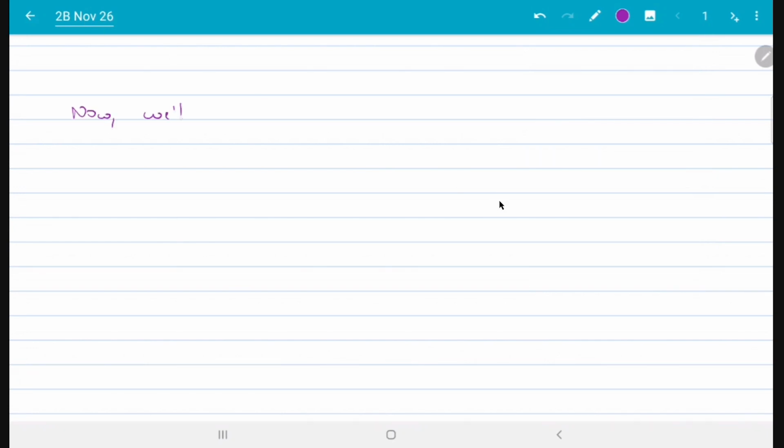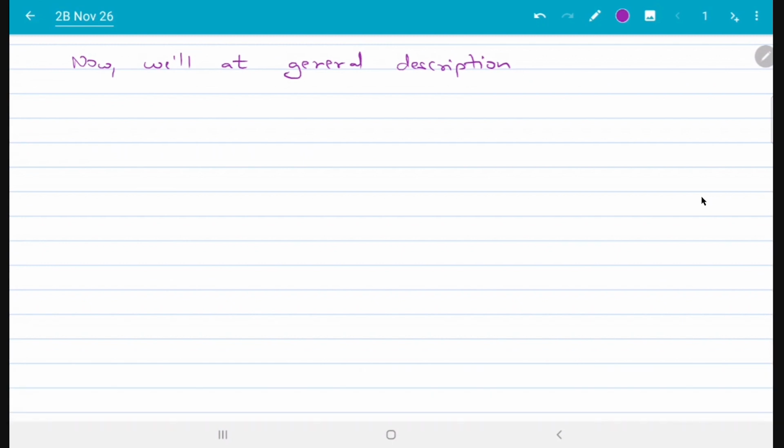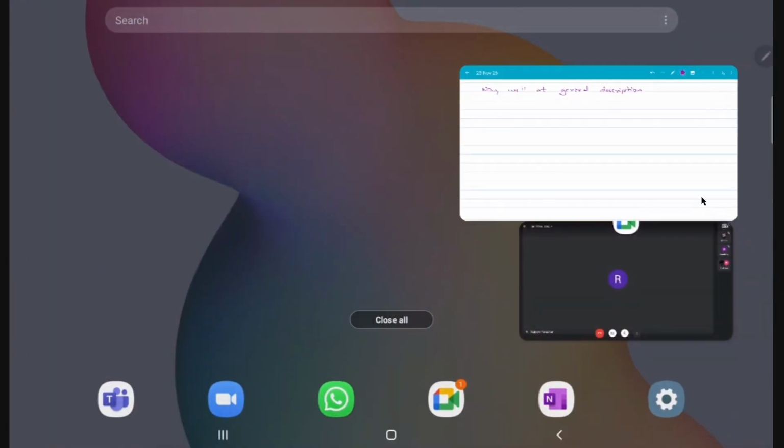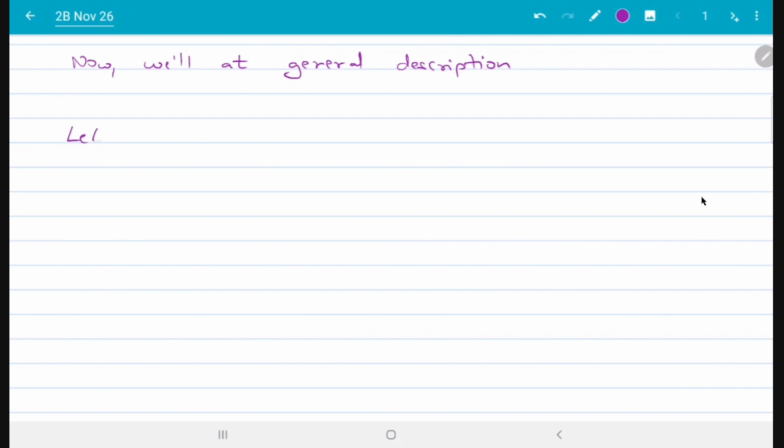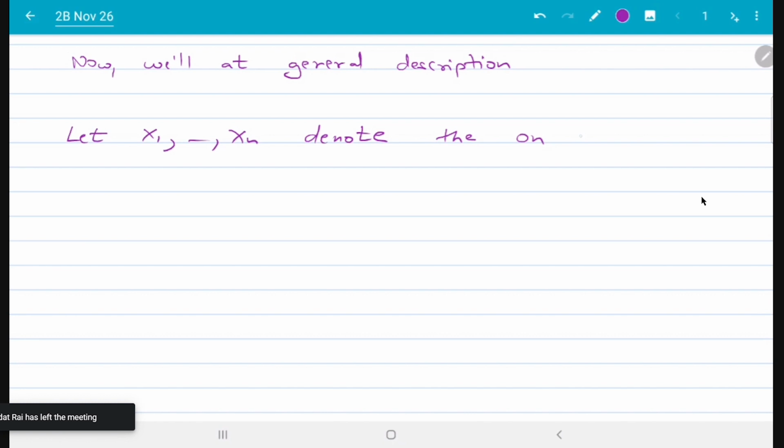Now we'll look at the general description. Let X1 up to Xn denote the sample on which our confidence interval has to be based.